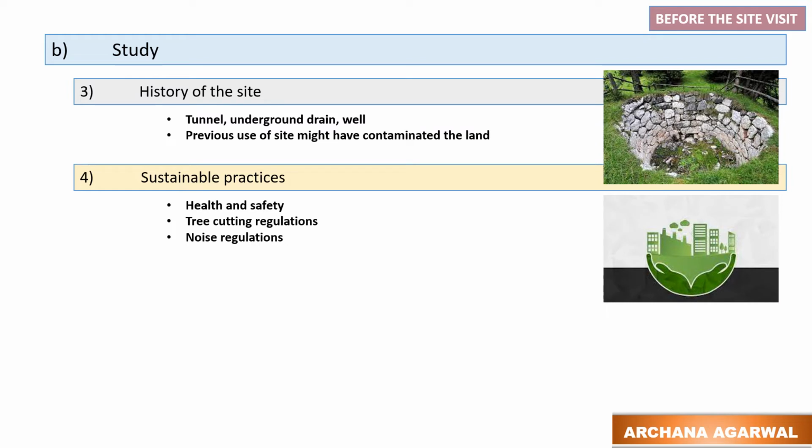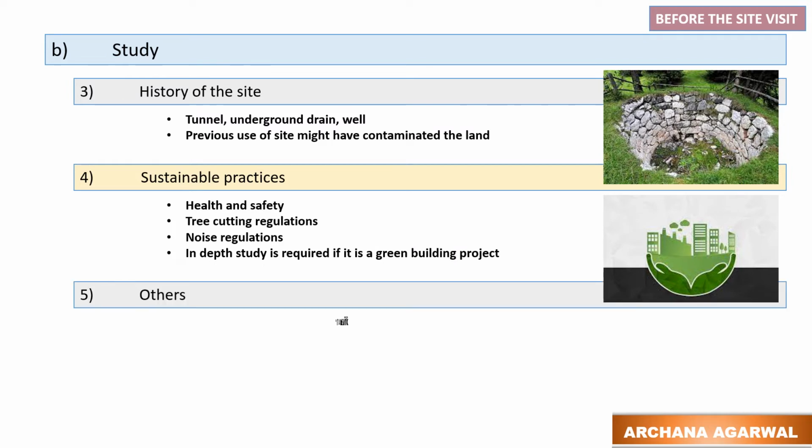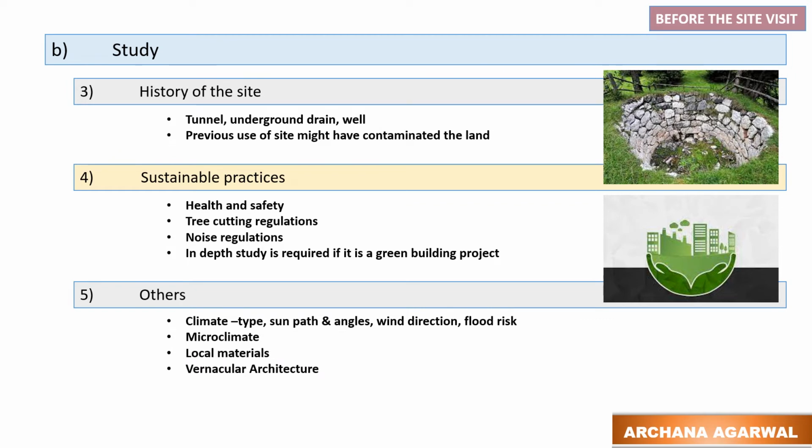In-depth study is required if it is a green building project. Further, the study of climate, microclimate, local materials, vernacular architecture, and seismic zone is important for an architect. With all this background study, the architect reaches the site well informed.